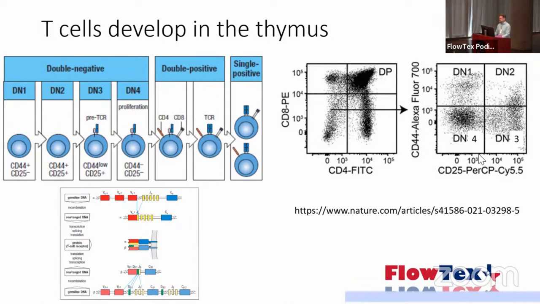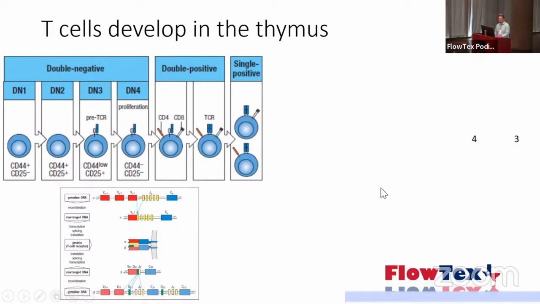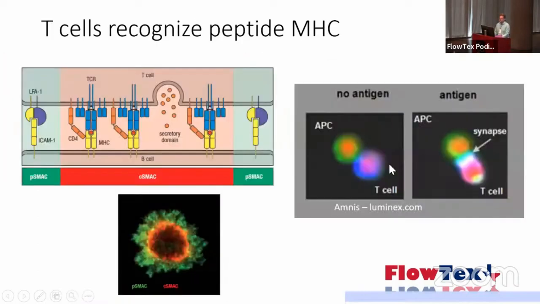And then over here, I had to edit this. This is actually a Nature article where they had a typo. Let's not go there. But if they express various levels of CD25, which is a cytokine receptor, or CD44, which is, again, a sticky receptor, you can follow them throughout their development and see how development is going. But these are the canonical markers, at least in mice and humans.